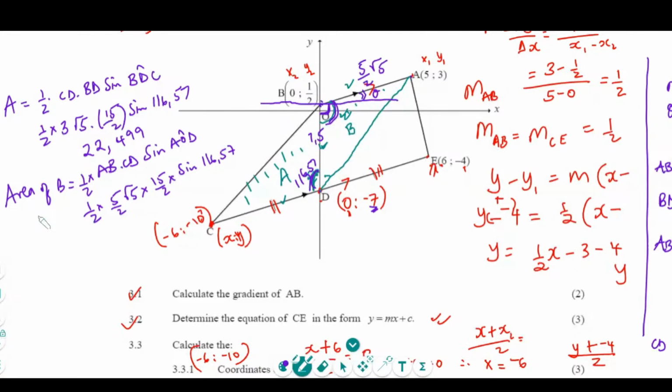18 comma something. Let me just confirm that. The sine of 116,57. I'm getting 18 comma, what's going on? Okay, that is 18,57.